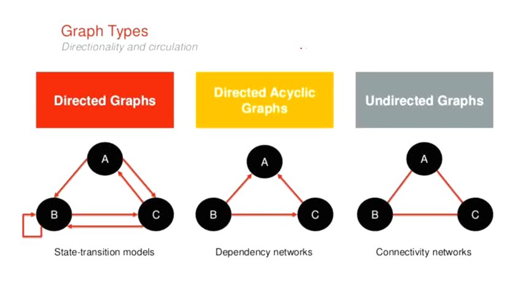Graphs are of different types, and one method of differentiating between them is based on their directionality and their circulation. So we have directed graphs. Directed graphs are the ones where each edge has some particular direction, because the presence of an edge between A and B would suggest that you can access B from A, but not vice versa. If you need to say that A is accessible from C and C is accessible from A, then we need two separate edges or two separate connections between these two nodes.